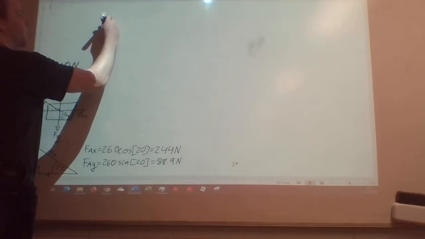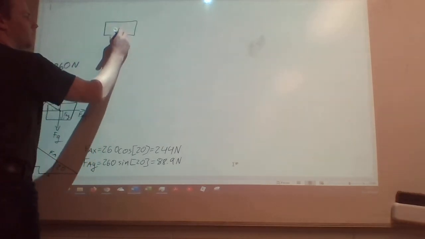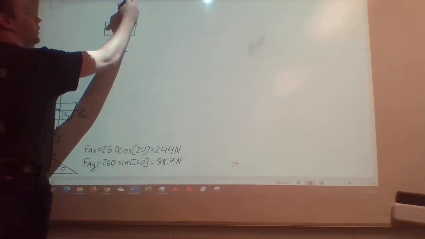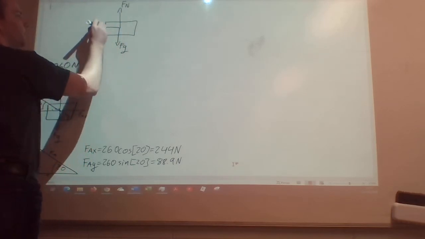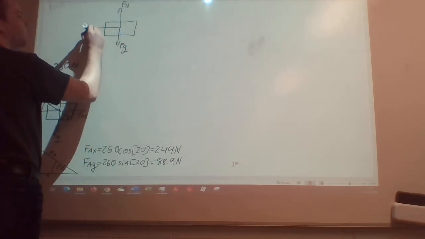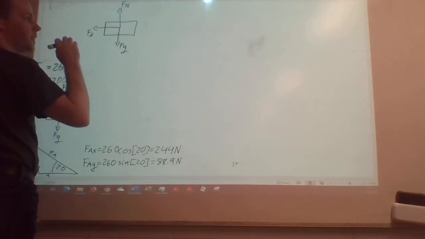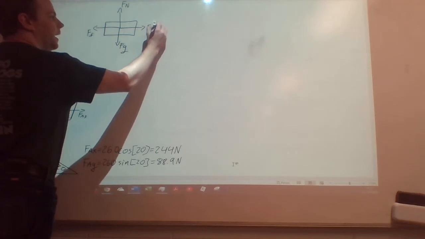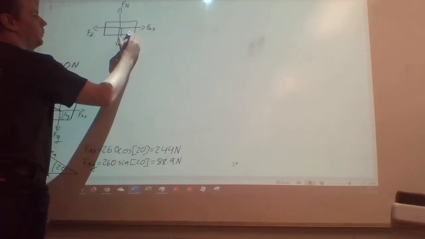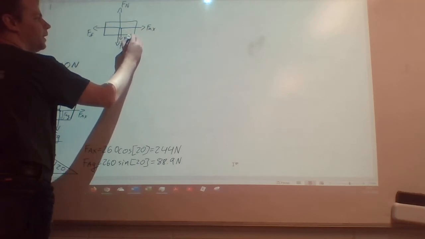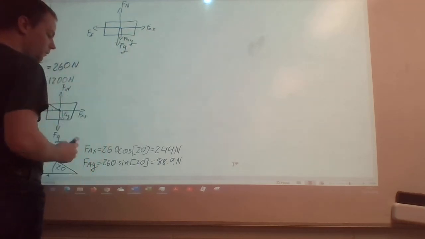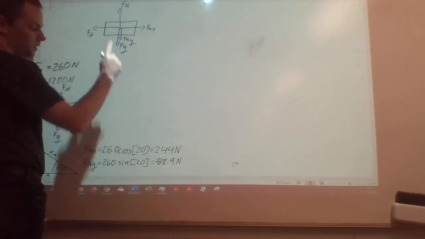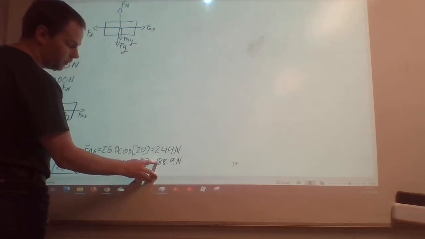So we have our crate, we have weight down, we have normal force up, we have a resistive friction force to the left, and then we have the horizontal component of our applied force, FAX, and the vertical component of our applied force, FAY. And I almost forgot, this would be negative, as we can see here, which we actually don't need to report yet, because it's a vector.